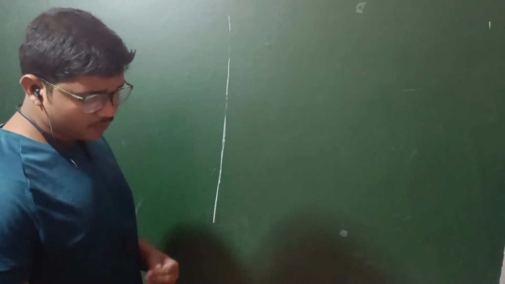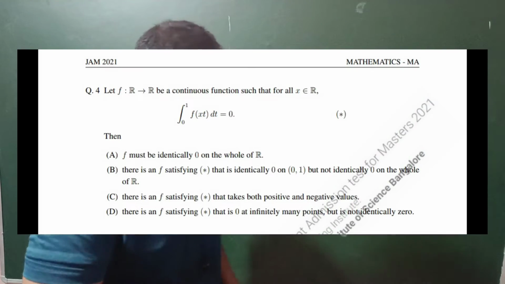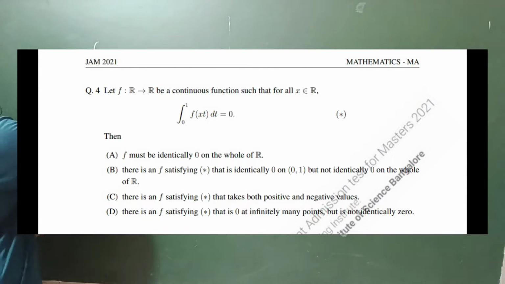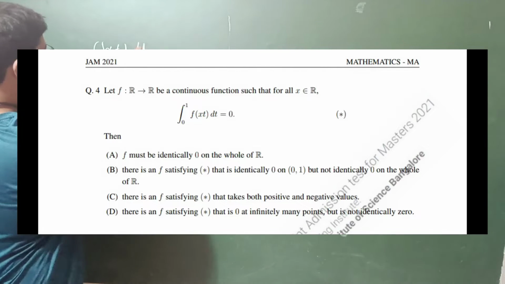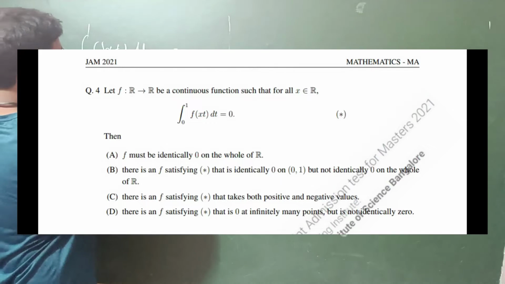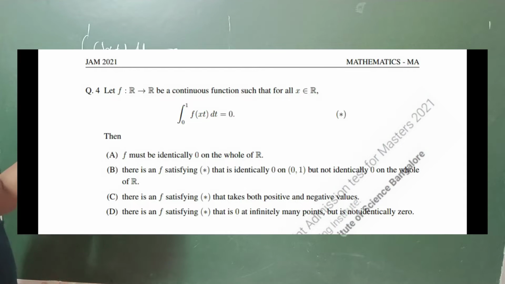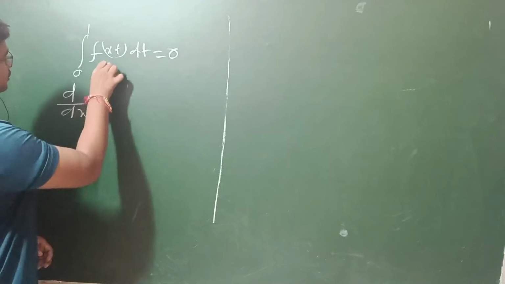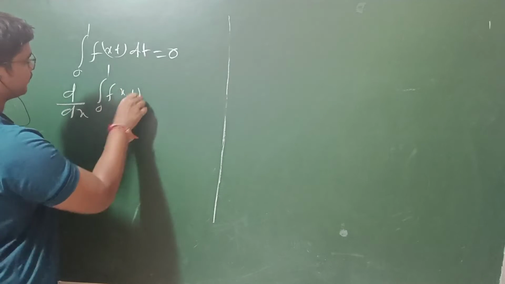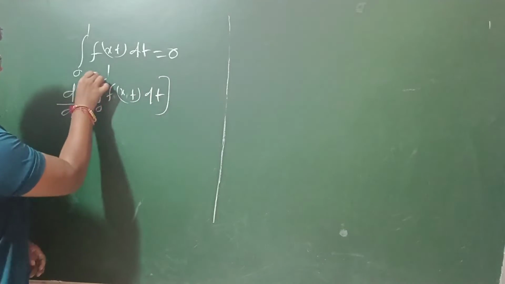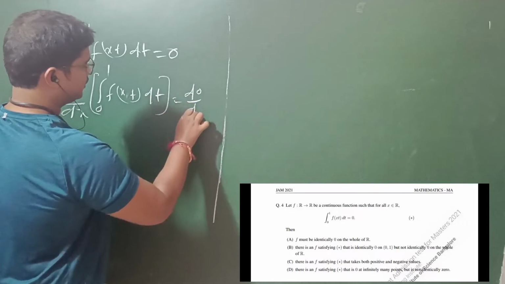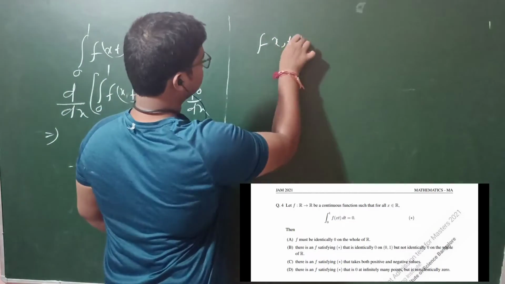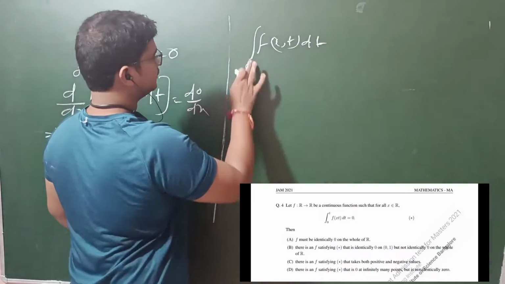Now, number 4. Given that f from R to R is a continuous function such that for all x belonging to R, the integral of f(x, t) dt from 0 to 1 equals 0. Now, take the derivative on both sides: d by dx of the integral from 0 to 1 of f(x, t) dt equals d0 by dx.